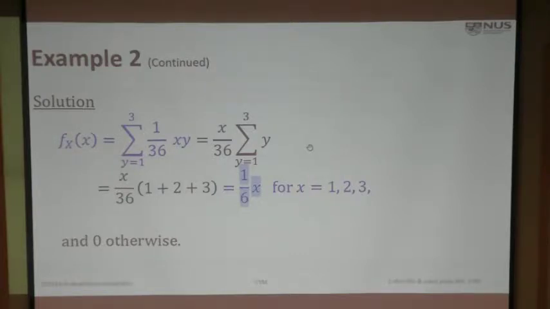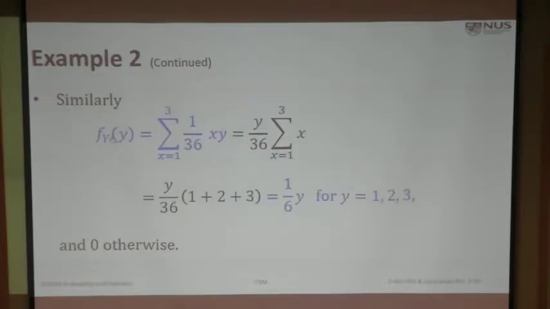Now, the calculation for y is identical, but let's do it just for kicks. So f sub y of y, where we fix y to be in the set 1, 2, 3. Now we want to find the marginal probability mass function for y. So again, we write down the joint probability mass function for x and y, which was specified at the beginning, and we sum over all possible values of x. So x could be 1, 2, or 3. This is the same calculation we had before, but let's do it one more time.